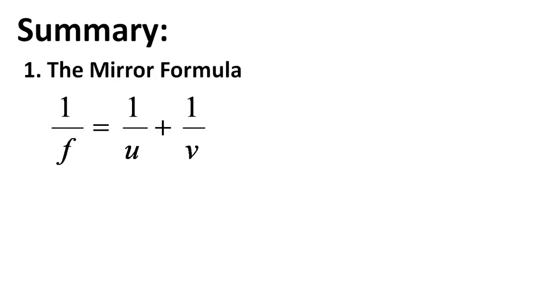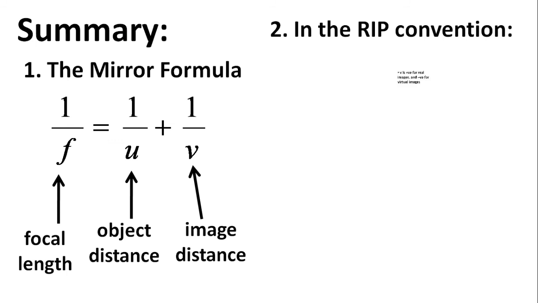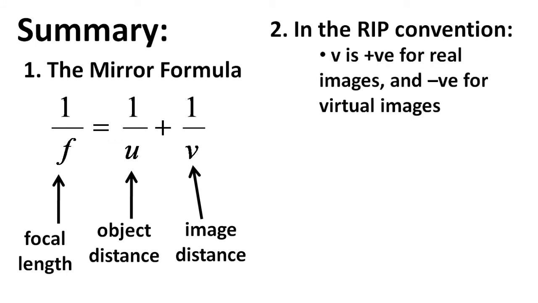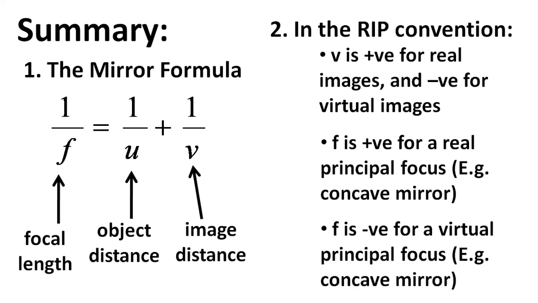Okay. 1. The mirror formula says that 1 over f is equal to 1 over u plus 1 over v, where f is the focal length of the mirror, u is the object distance, and v is the image distance. 2. In the RIP convention, v is positive for real images, and negative for virtual images. f is positive for a real principal focus, for example, in a concave mirror, and f is negative for a virtual principal focus, for example, in a convex mirror.